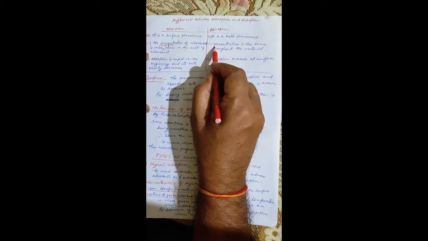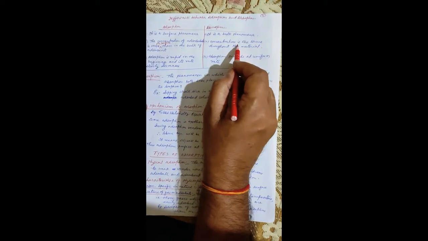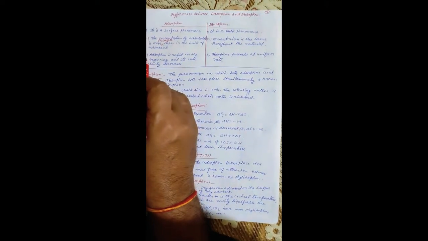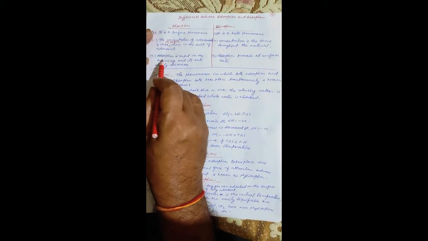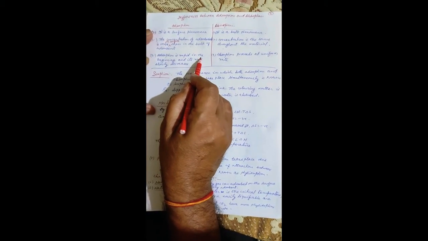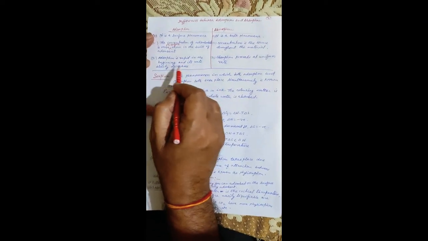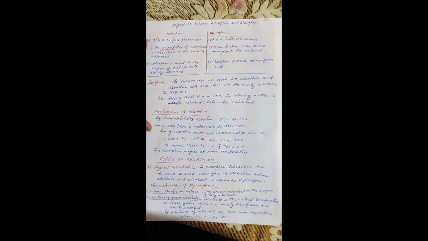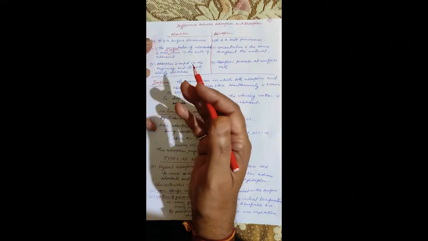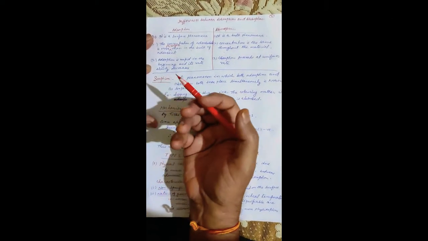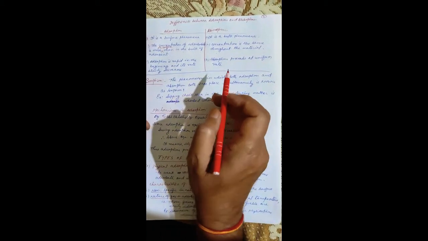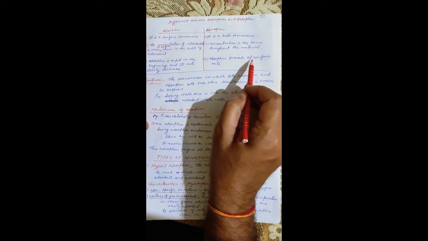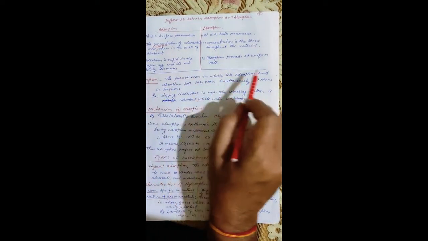And for absorption, concentration is the same throughout the material. Now point number 3, adsorption is rapid in the beginning and its rate slowly decreases. Just in the beginning, adsorption is very fast, and after an interval of time, the adsorption is slow. But absorption proceeds at a uniform rate, the same rate.